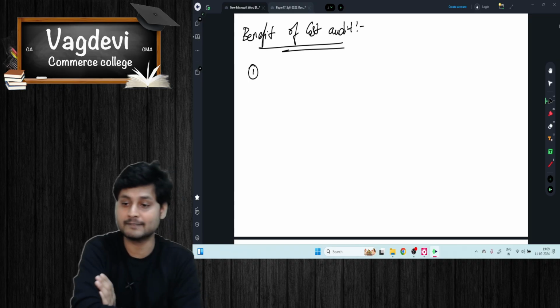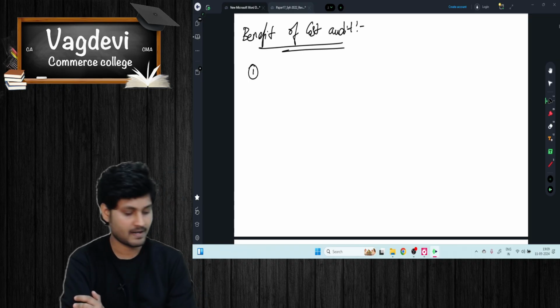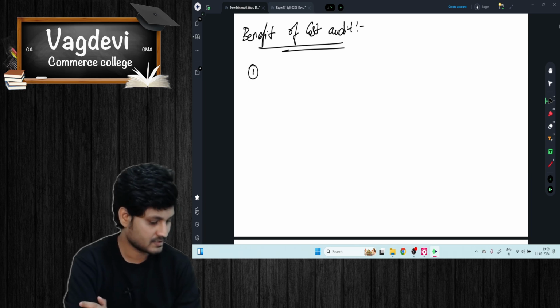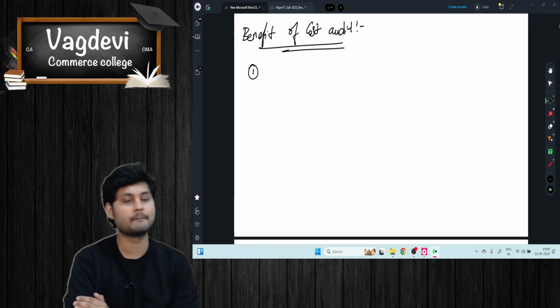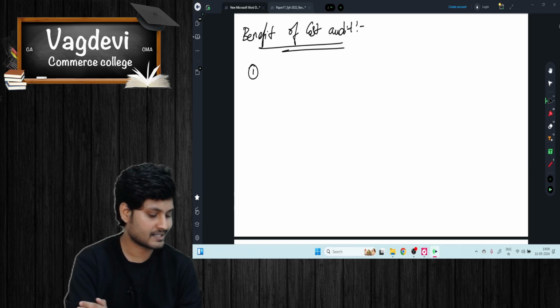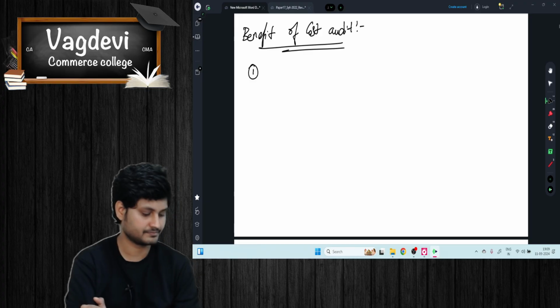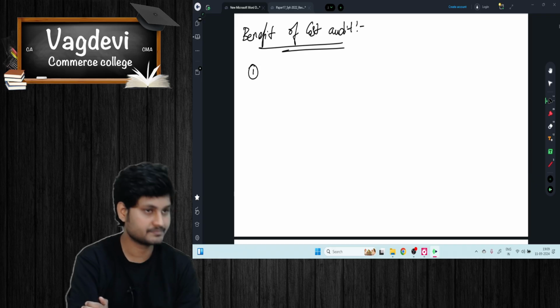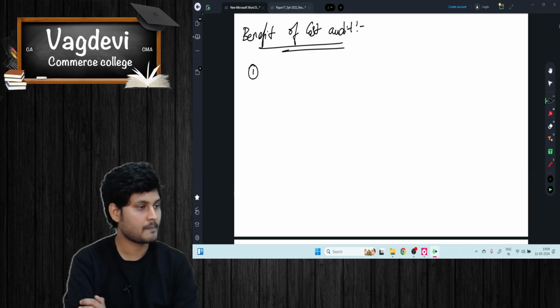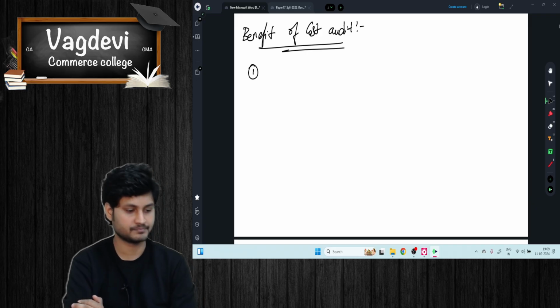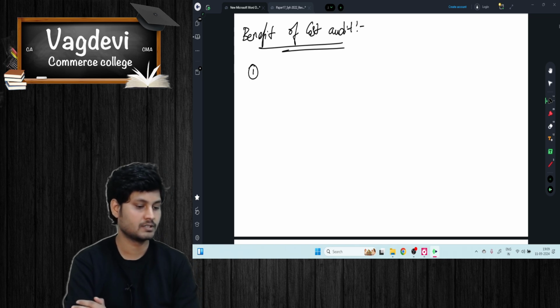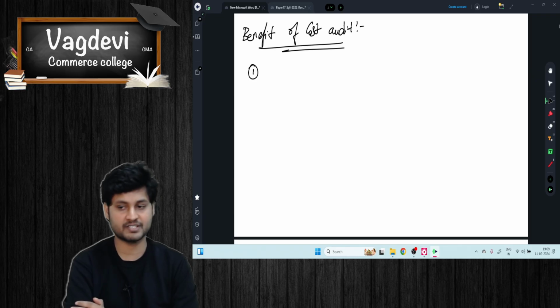In 2011, the government mandated cost audit and cost accounts under the Companies Act for manufacturing, mining, and processing operations.